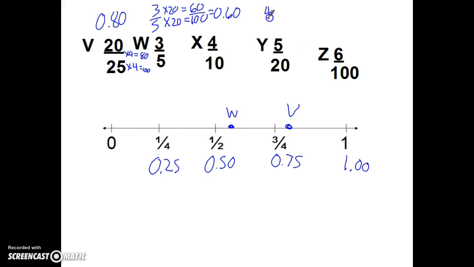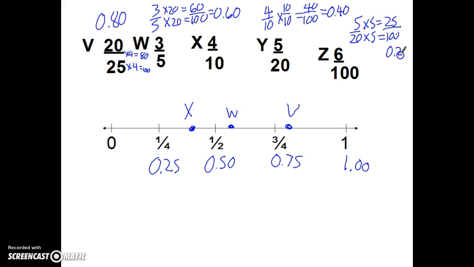X is 4/10. What do I have to take that by to get me to 100? Times 10. 4 times 10 is 40. 40 hundredths, 0.40. It's going to come about right there. So there's my X. Y is 5/20. I need to take it times 5 to get to 100. 5 times 5 equals 25. 25 hundredths is 0.25. So it's going to go exactly on this spot right there.